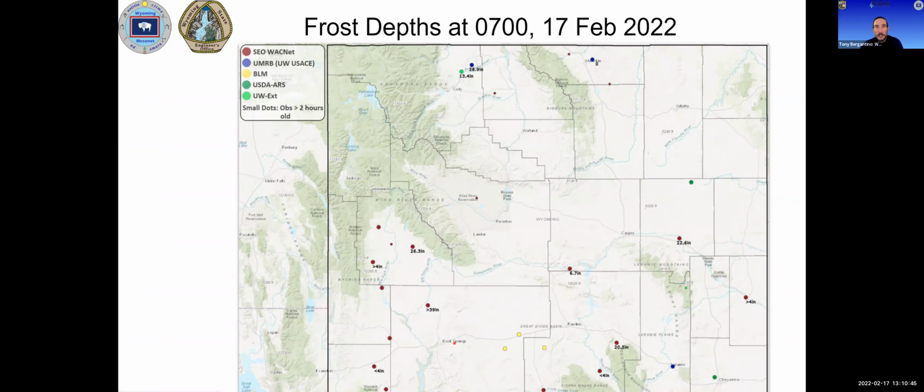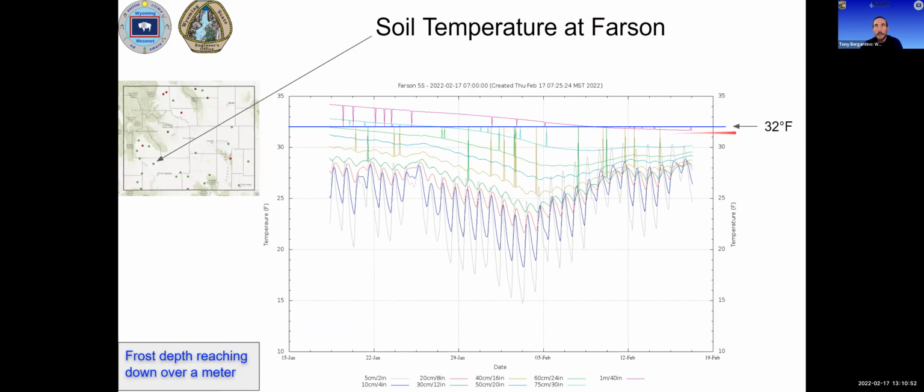And to illustrate that Farson one, this line here is the 32 mark Fahrenheit for freezing. And then this top trace here is the 1 meter depth temperature. And you can see here in about the last 5 days or so, it crossed that 32 mark. And that's why we're seeing the frost depth that we are.